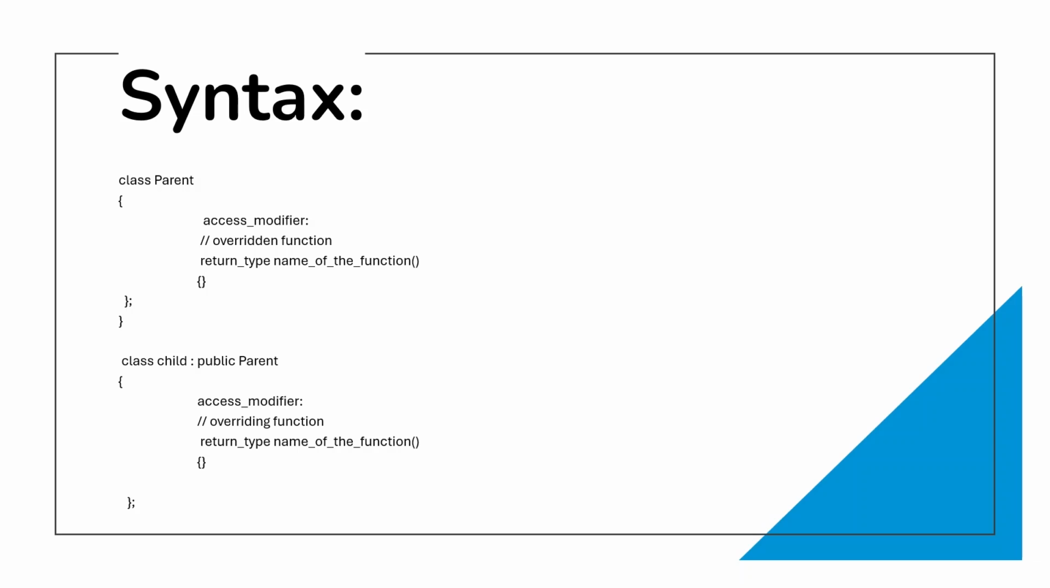What is the syntax of the overriding function? We have class parent and class child public parent. This is the base class and this is the derived class. In the base class we have class parent, the access modifier, the return type and the function. This is an overriding function. The same appears in class child, public parent. This is the derived class derived from the base class parent, with the same access specifier, return type and function name. So this is an overriding function.